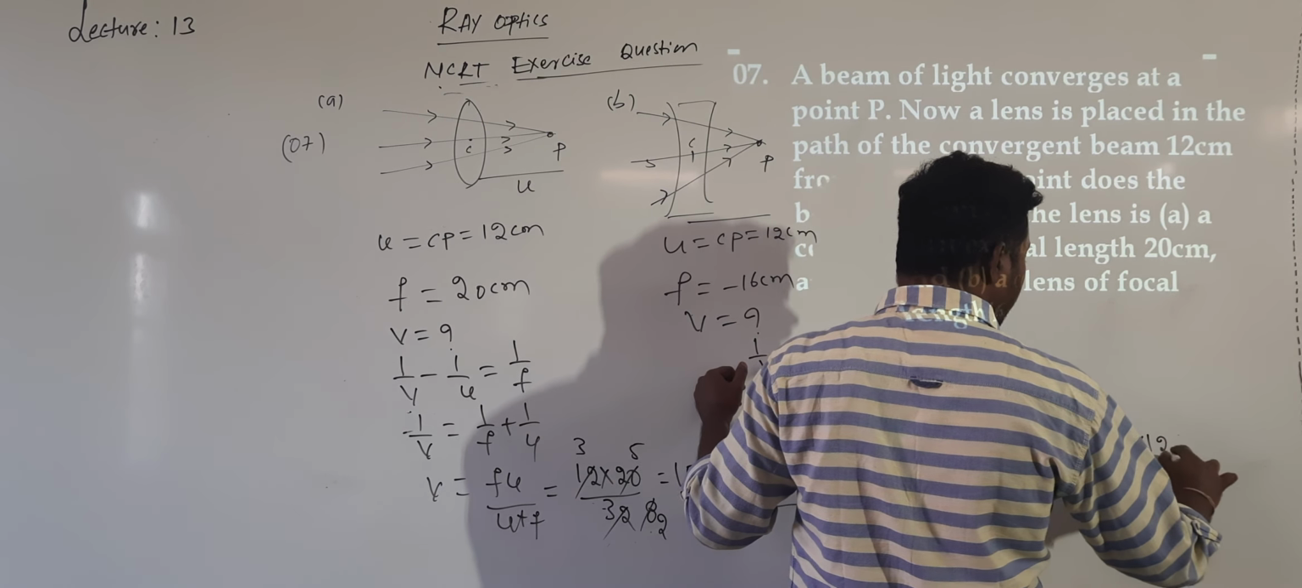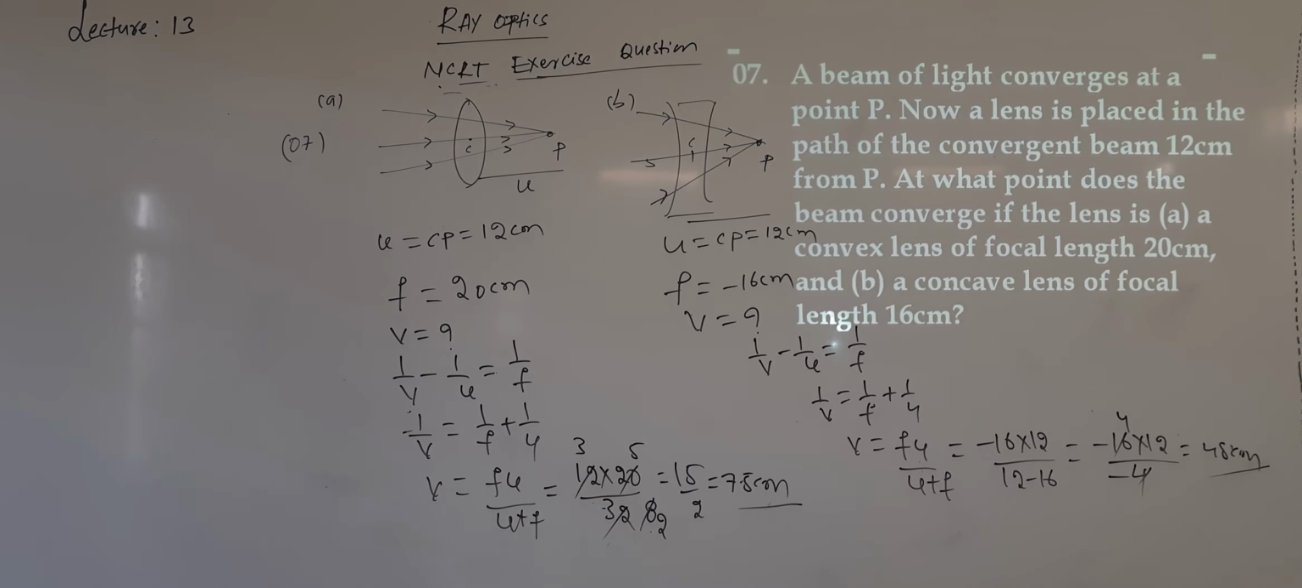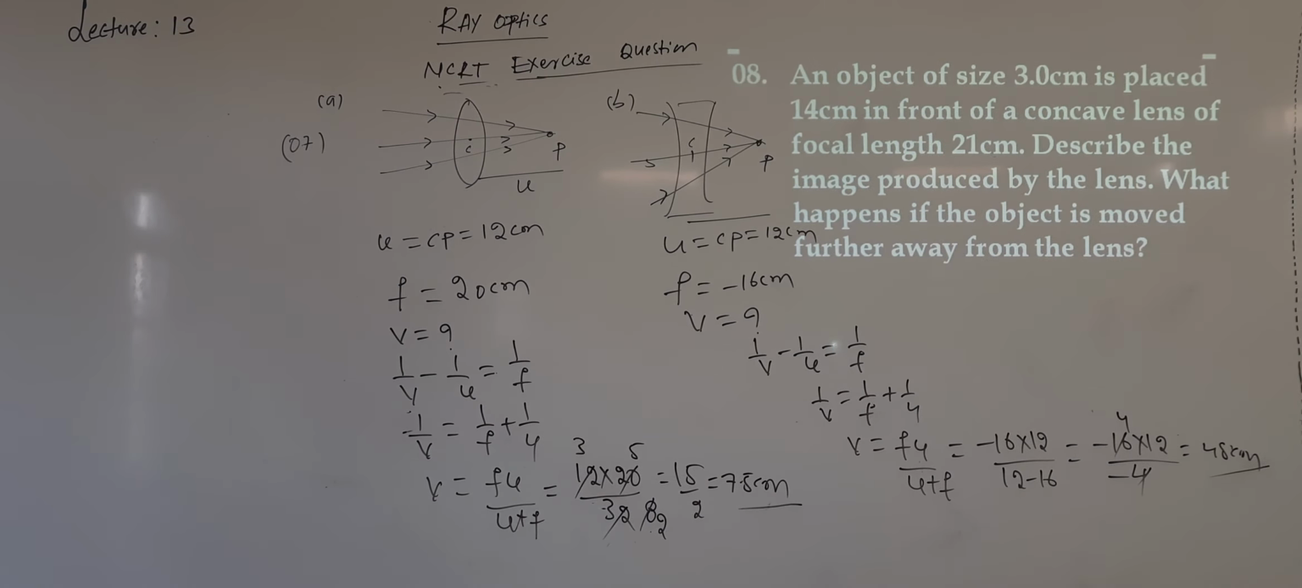So this is question number 7. Question understood? First up, convergent beam in both the cases. Now the lenses are a convex lens and a concave lens. They are asking, after placing the convex lens, the point of convergence will be shifted. So where will it converge for the convex lens and for the concave lens? This is question number 7. Next, simple questions only, not much complicated. In front of a concave lens. Question number 8. Today we will discuss at least up to question number 10.